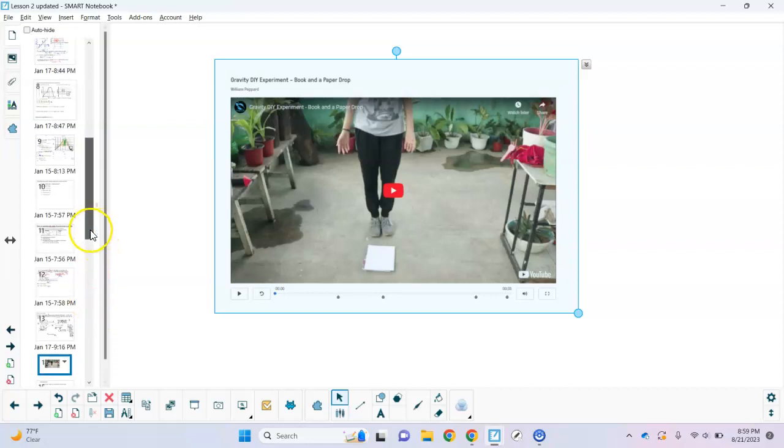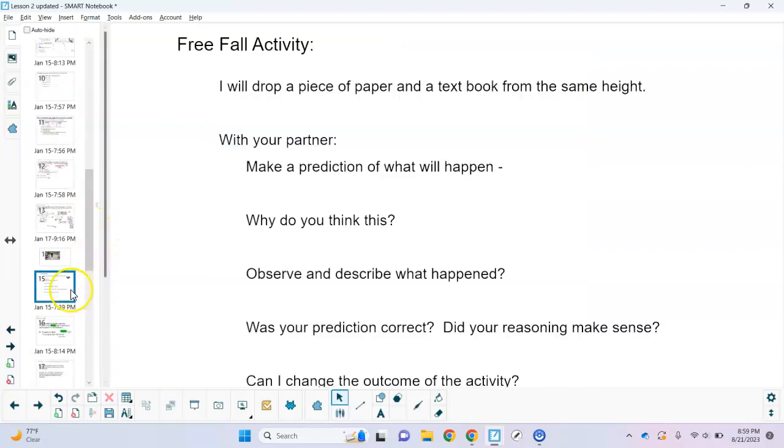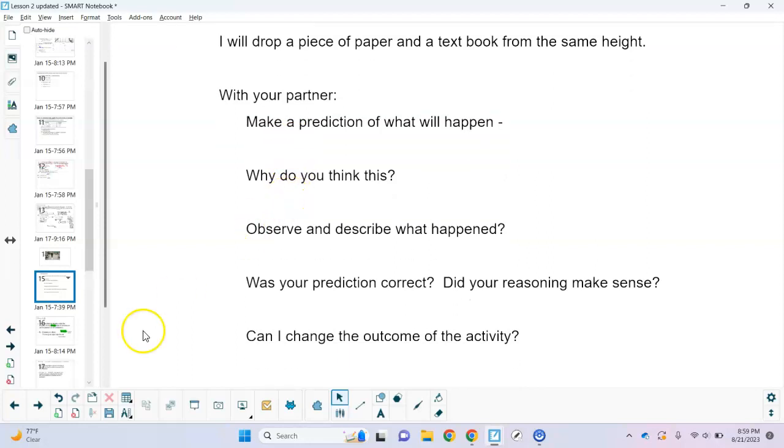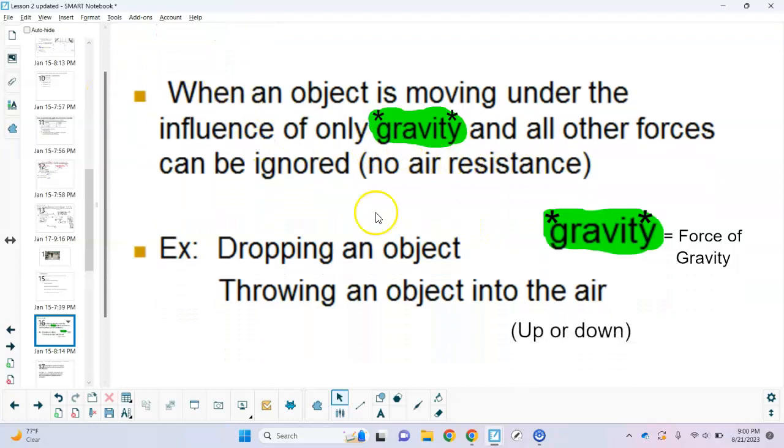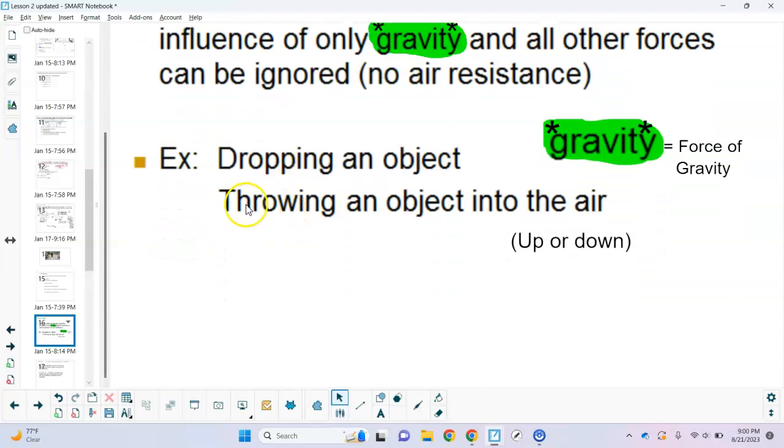Okay, so that is a little introduction to free fall, and that's what we did here. So free fall is defined as when an object is moving under the influence of only gravity, and the word gravity in this sentence that I highlighted in green means the force of gravity. So the only force affecting any object in free fall is just the force of gravity. We ignore everything else. So air resistance is not a free fall situation. Right? So examples of dropping an object or throwing an object into the air are examples of free fall.